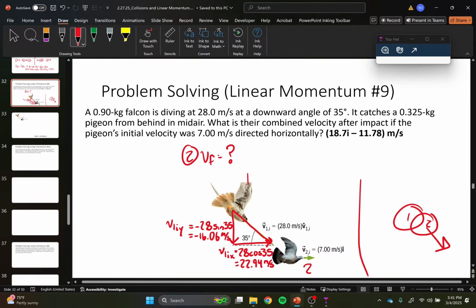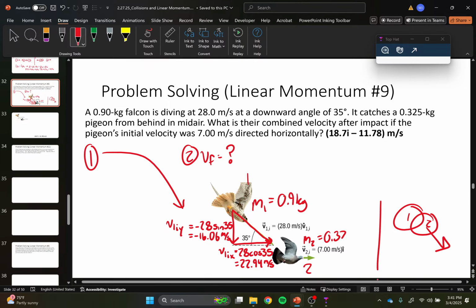All right, so great. My givens are all kind of here. I'll check my mass here. The mass of the falcon is 0.9 kilograms. The mass of the pigeon is 0.35. So I'm not going to bother writing all the givens again because they're there in my picture. The mass of the pigeon is 0.325. Oh, thank you. That would mess things up. Yes. Mass of the pigeon is 0.325 kilograms. Thank you. We'll do that there.